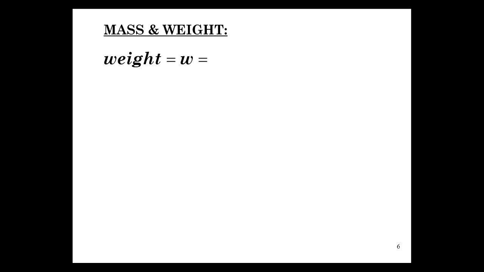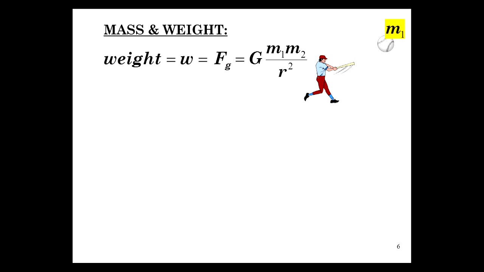A brief discussion of mass and weight. As soon as we discuss weight, we have to include the idea of gravity, of course. Weight, W, is force due to gravity. And that force in general is G m1 m2 over r squared.